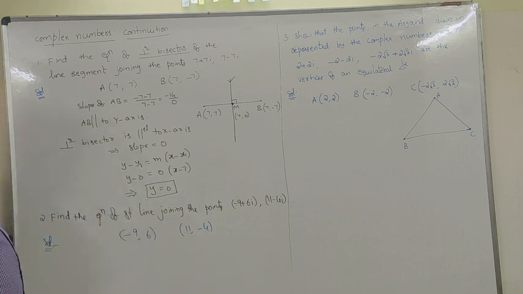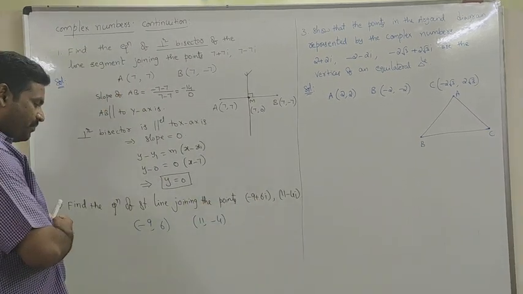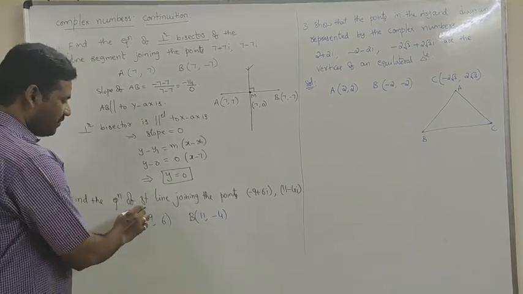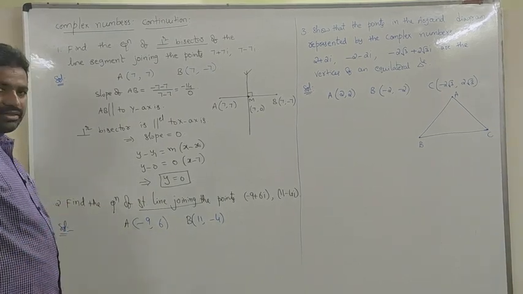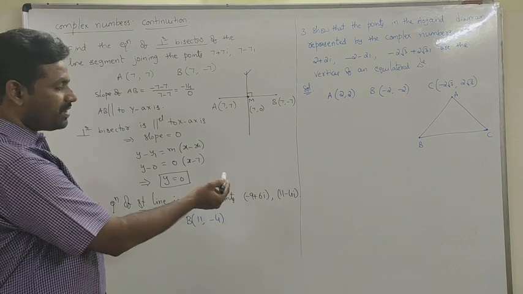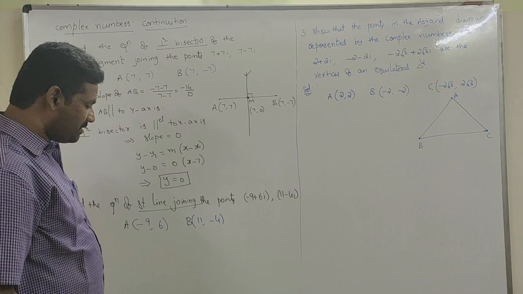Right students? Next, see this problem. Find the equation of line segment joining the points minus 9 plus 6i comma 11 minus 4i. These are the 2 points A, B. Equation of straight line, that only they are asking. So that is the line joining 2 points. Actually the problem is in complex numbers, but the problem becomes a problem in straight lines.